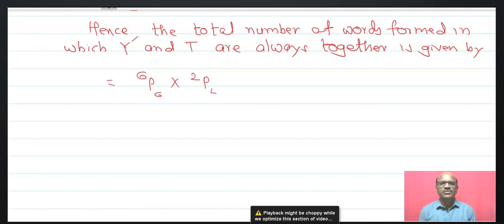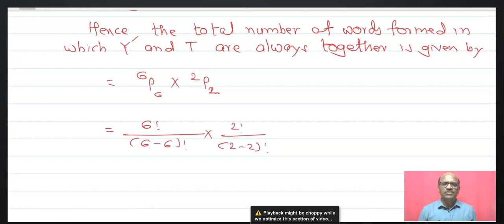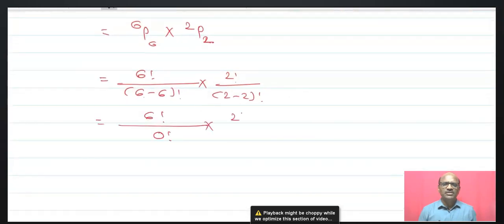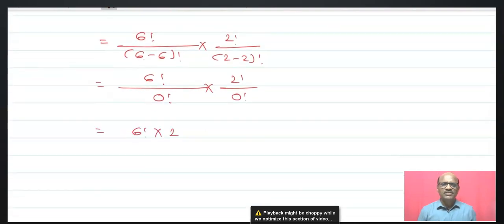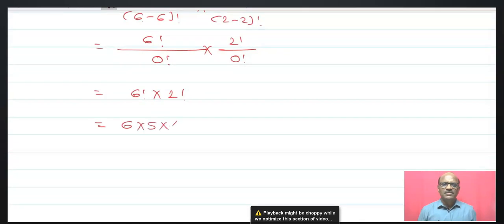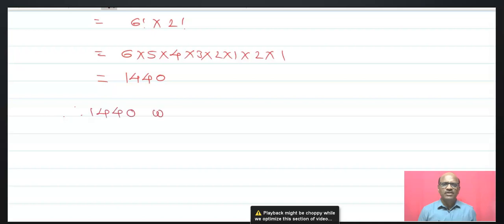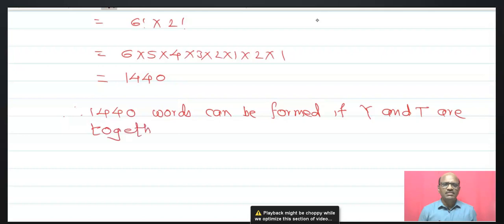6P6 into 2P2, that is equal to 6 factorial upon (6 minus 6) factorial into 2P2. 2P2 means 2 factorial upon (2 minus 2) factorial, that is 6 factorial upon 0 factorial into 2 factorial upon 0 factorial, that is 6 factorial into 2 factorial, that is 6 into 5 into 4 into 3 into 2 into 1, into 2 into 1, and that is equal to 1440 words can be formed if Y and T are together.